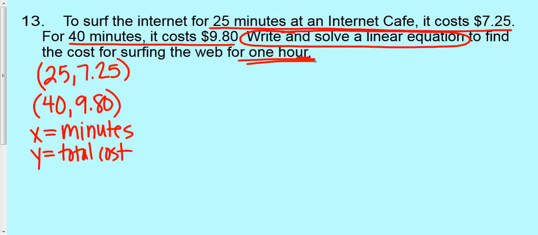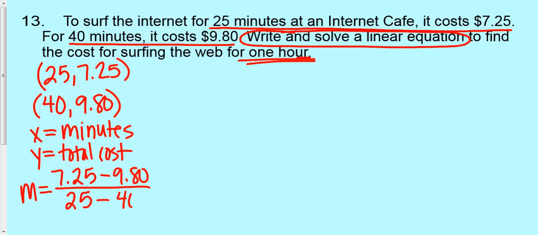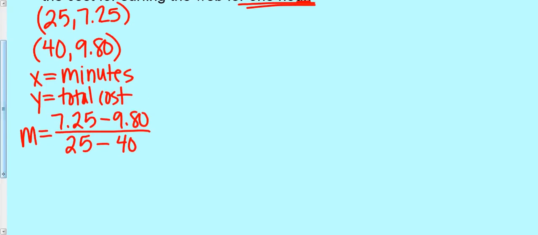Again, let's start by finding slope. I'm going to do it down here right underneath where I wrote everything. It's the change of y over the change of x. So 7.25 minus 9.80. Since I wrote 7.25 first, its corresponding x coordinate is 25, so that will come first, minus 40. When I keep working this out, I get negative $2.55 divided by negative 15.